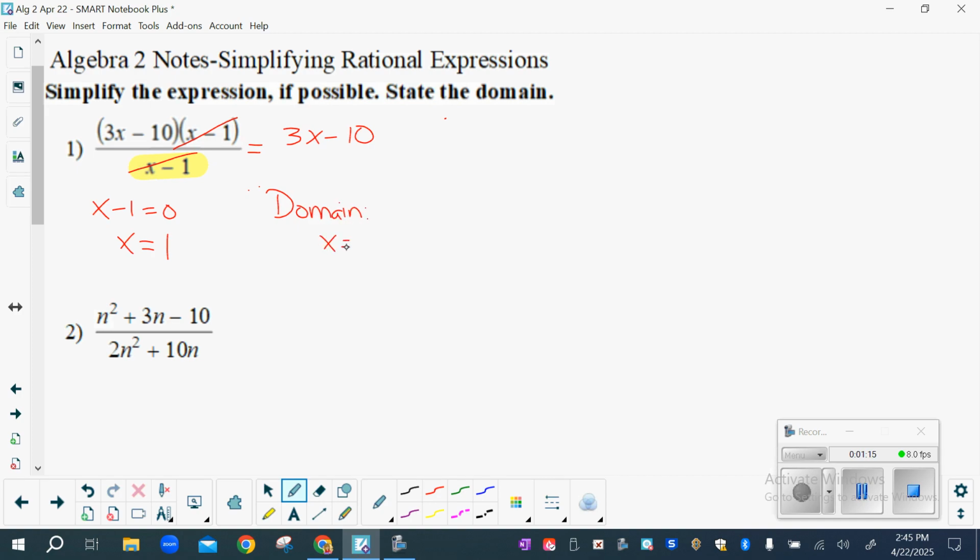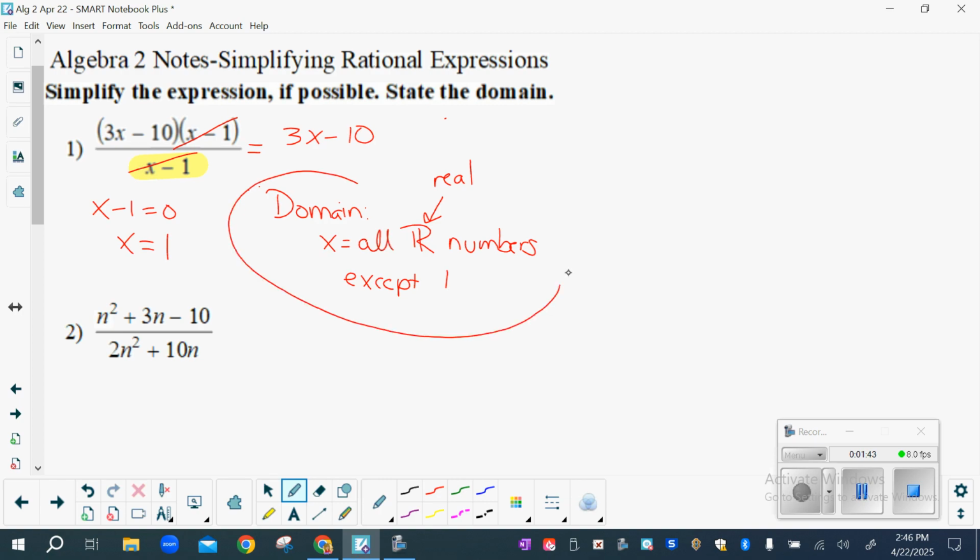So my domain is x equals all, and this symbol is real numbers. All real numbers. It's a capital R with 2 different slashes. Just a capital R is rational numbers, so we don't want to say rational numbers. It's all real numbers, we'll talk about what those are in a moment, except 1. So I have 2 parts to my answer, the domain and my simplified answer.